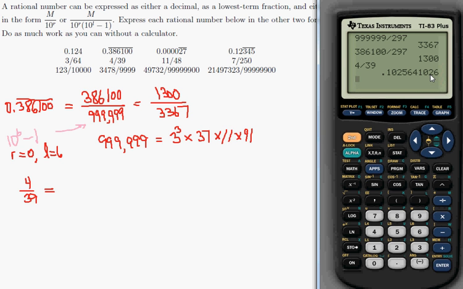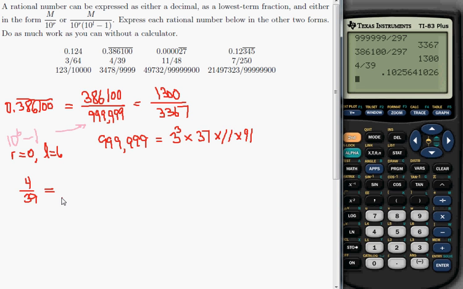Because we see 1026. Now, based on the calculator, we don't know this for certain because we could be 10261, and that would not be repeating. So the calculator suggests that the period might be 6, but we don't know that for certain yet. So the way that we can test that for certain is if we can somehow write this as something over 10 to the 6th minus 1.